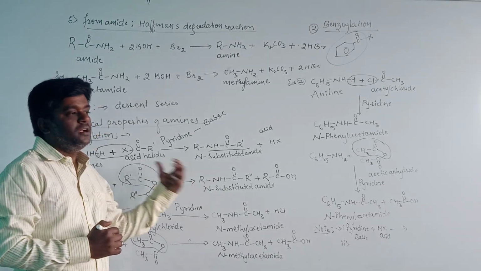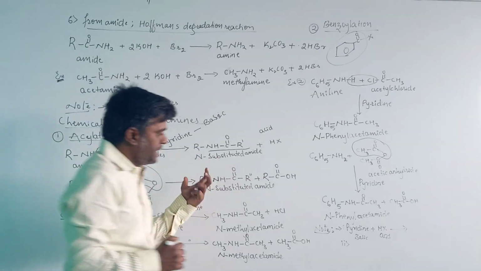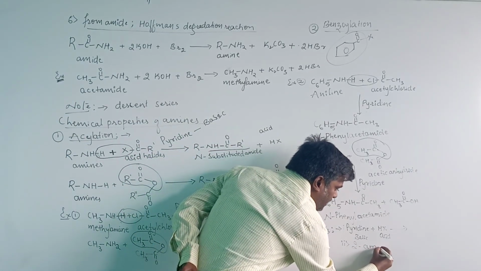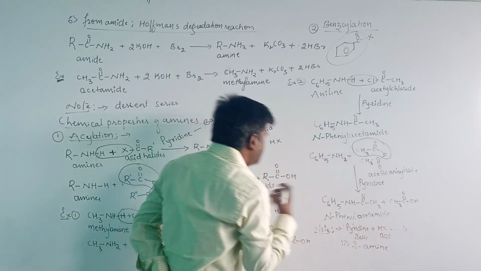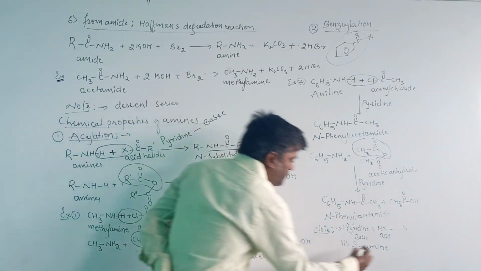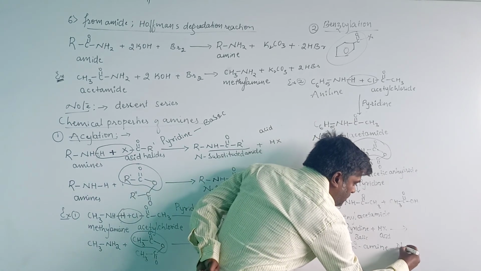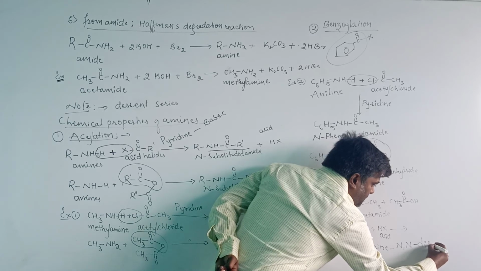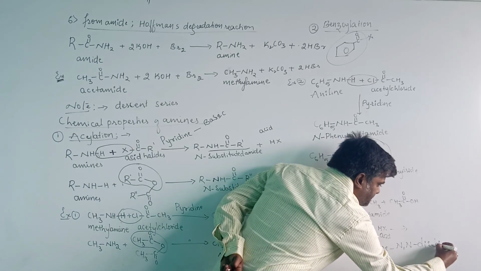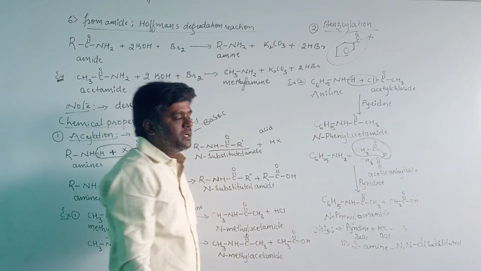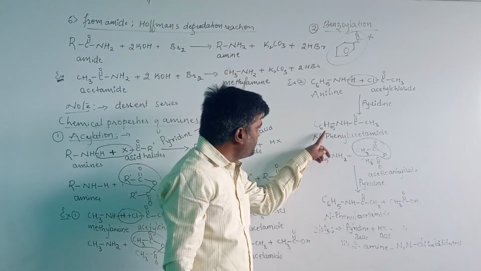If we take secondary and tertiary amines and react them with acid halides or acetic anhydride or anhydrides, then it will produce an N,N-disubstituted product. With a primary amine, only one substituent group is attached.